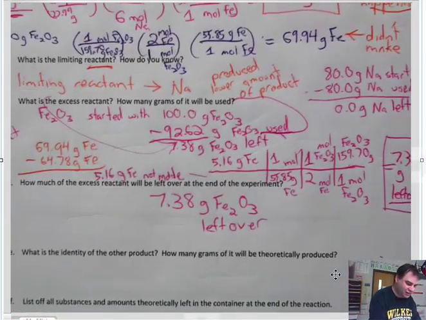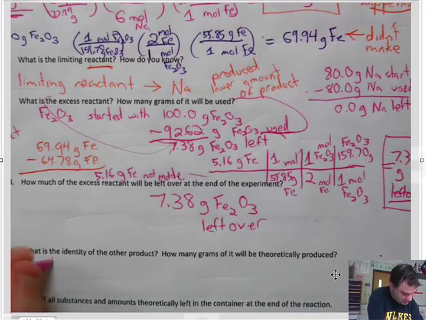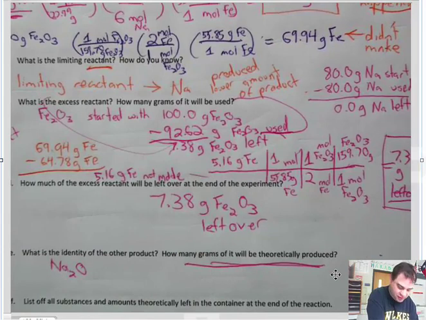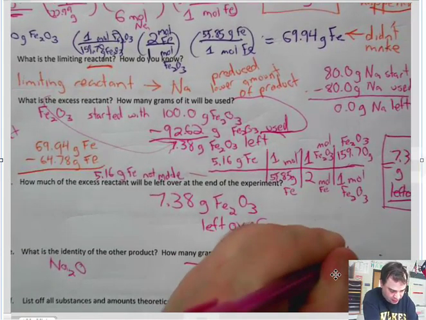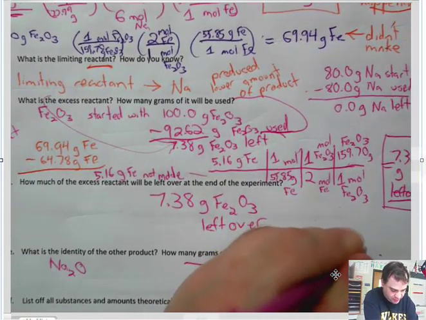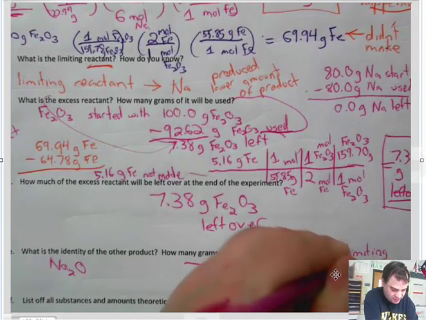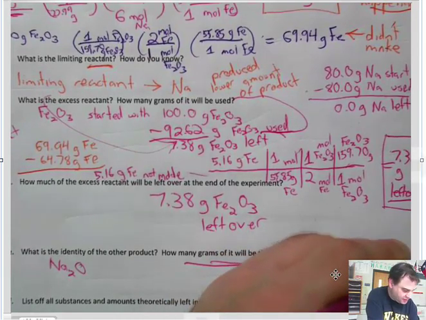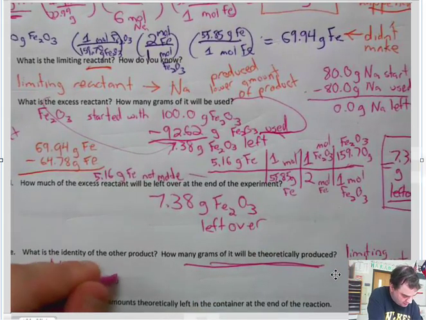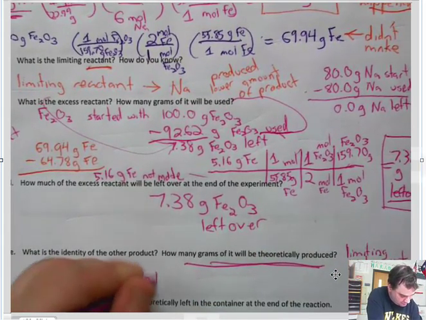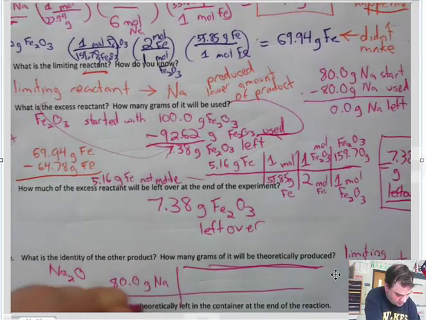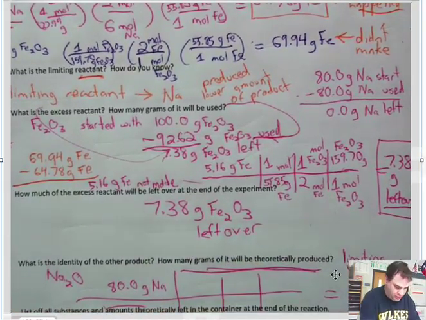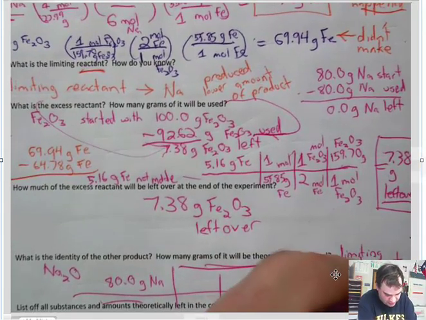What is the identity of the other product? Sodium oxide. How many grams will theoretically be produced? So here we're going to start with the limiting amount that got used. So here I'm going to start off with 80 grams of sodium. I'm going to convert that over to grams of sodium oxide.